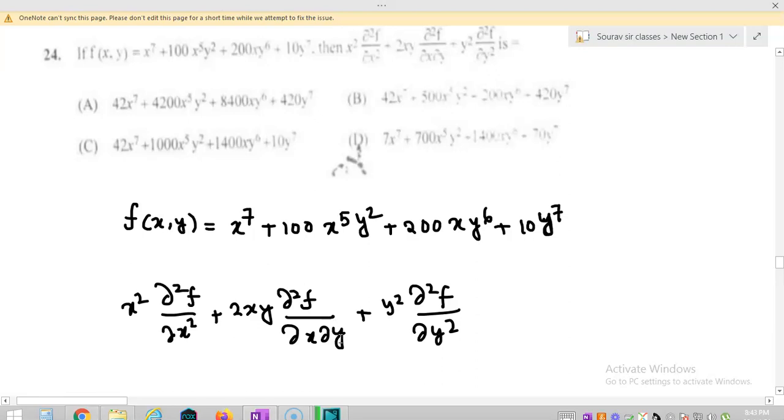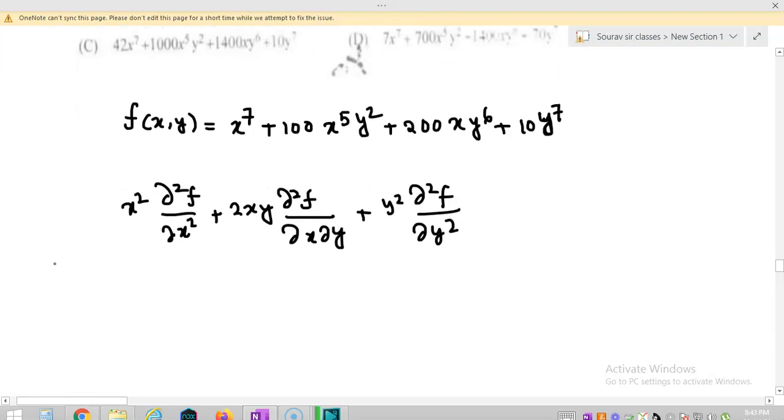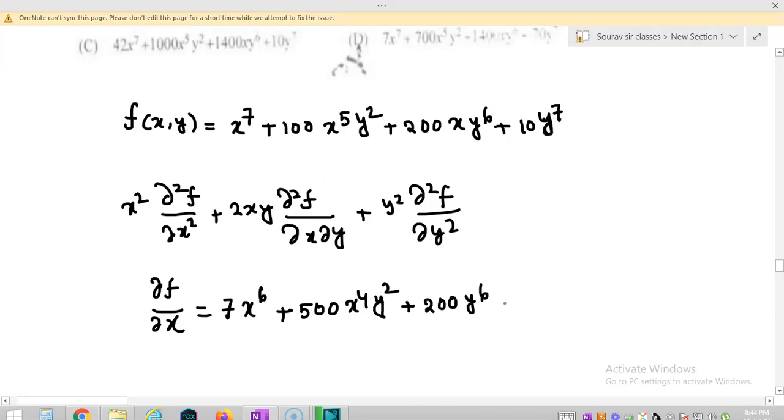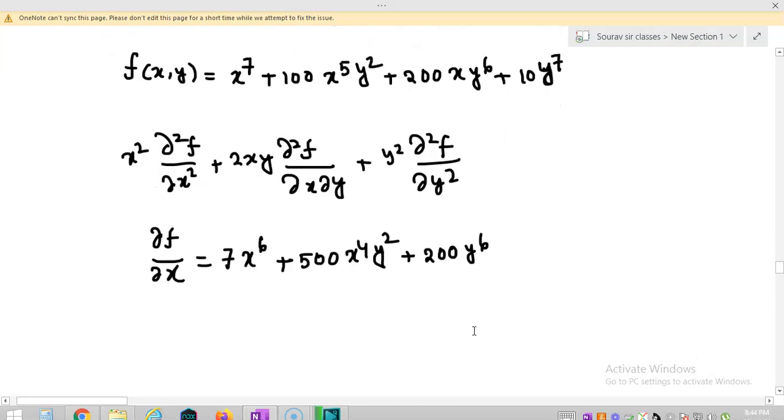To find the value of this, first of all we need to find the value of del f del x. So I am finding del f del x. Del f del x means we have to differentiate partially f of x, y with respect to x. Then I will get 7 x to the power 6 plus 500 x to the power 4 y square plus 200 y to the power 6. Okay, this is our f x or del f del x.